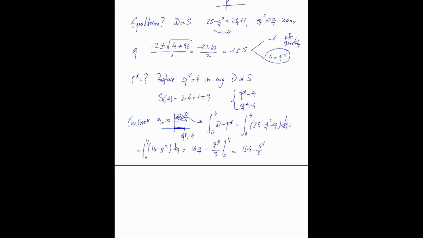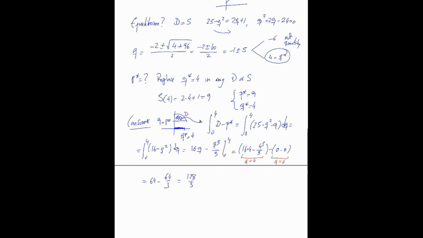That equals 16 times 4 minus 4 to the third over 3, evaluating at q equals 4. And by the fundamental theorem of calculus, you have to do the same when q is 0, which is 0 minus 0. It doesn't matter, it's 0. You just write it to get used to putting both ends. Now, doing the computation, this is 64 minus 64 over 3, which is 128 over 3.